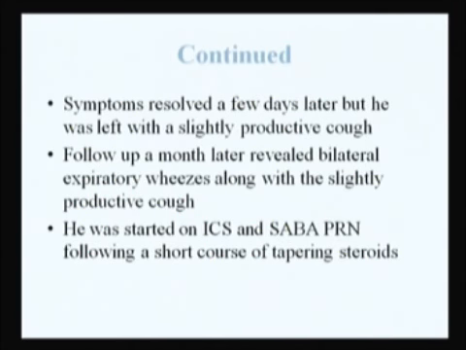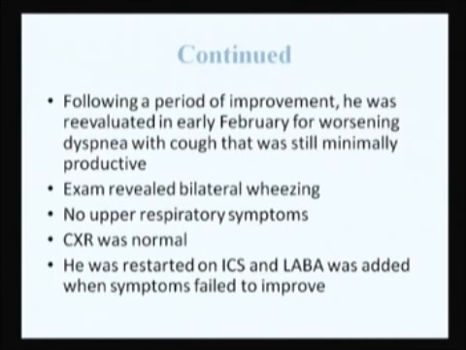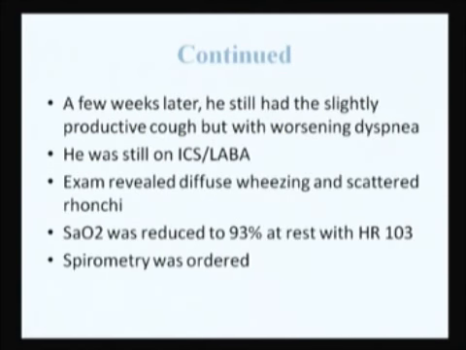He was started on inhaled corticosteroids and a short-acting beta agonist on an as-needed basis, following a short course of tapering steroids. Following a period of improvement, he was re-evaluated in early February for worsening dyspnea, with cough that was still minimally productive, and the exam again revealed bilateral wheezes. He had no upper respiratory symptoms left. Chest X-ray was normal. He was restarted on inhaled corticosteroids, and a long-acting beta agonist was added when his symptoms failed to improve. A few weeks later, he still had the slightly productive cough, but his dyspnea was getting worse.